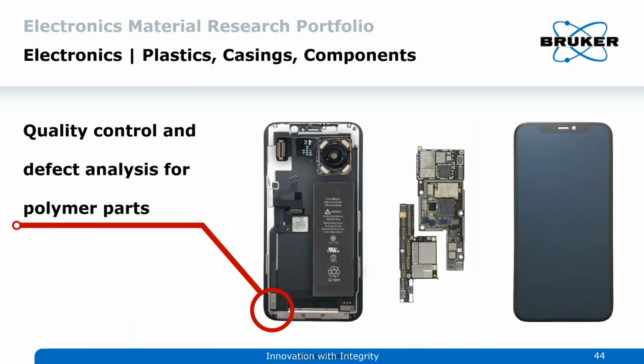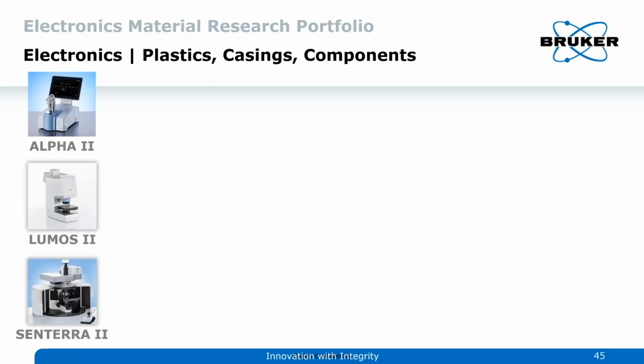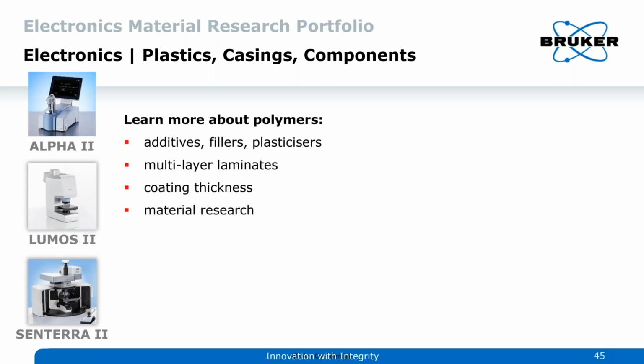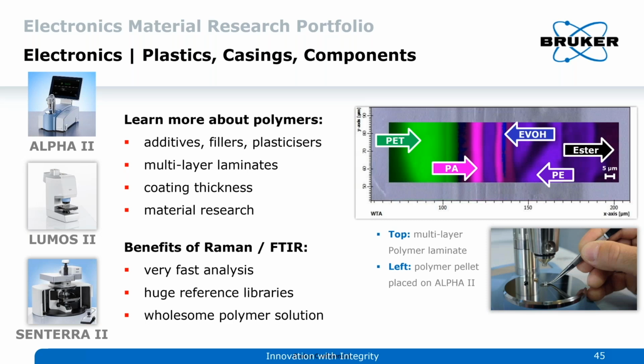So now for the quality control and defect analysis for the polymer parts, we want to see what didn't belong there in the lower left-hand corner. And again, we can look at additives, fillers, plasticizers, multi-layer laminates, coating thickness, material research, and such. And again, these are very fast, non-invasive analyses. And we showed that example before where we can analyze single particles with the ATR unit in a macro manner, as shown in the lower right-hand corner, or you can do the multi-layer analysis as we showed previously.